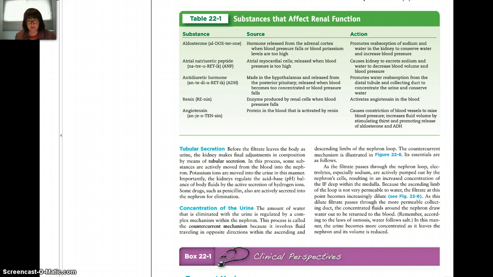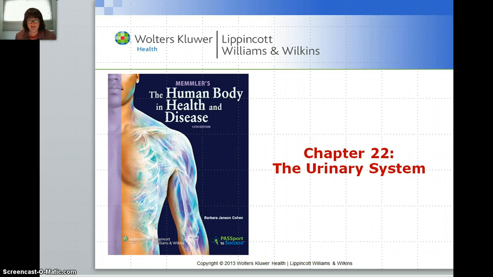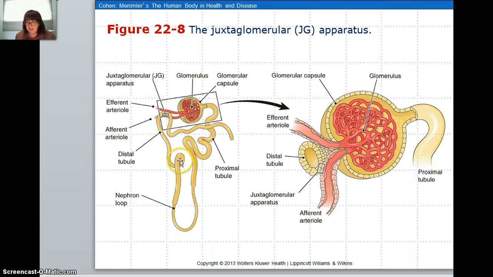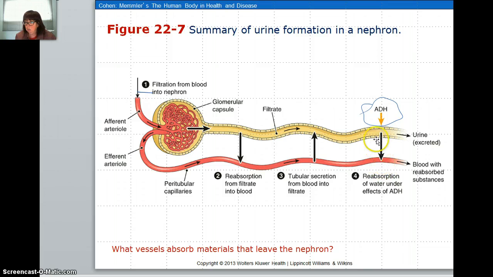ADH will promote water absorption, and it promotes water absorption by acting on that distal convoluted tubule. So you've got your loop of Henle in here, and then you've got your distal convoluted tubule. What the ADH does is it increases the permeability of the tubule, and because the concentration gradient was built up in the loop of Henle, or the nephron loop, there is now an osmotic difference between the blood and the urine, and that will result in water being drawn into the blood supply to reabsorb. Okay?